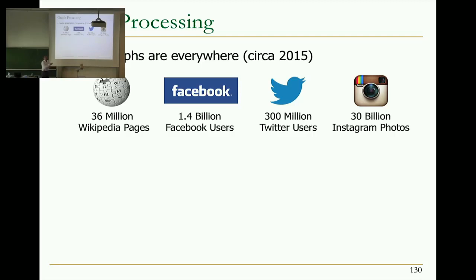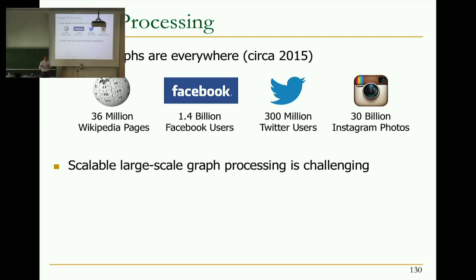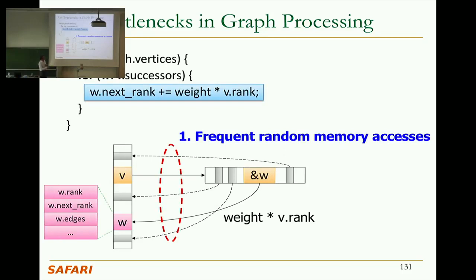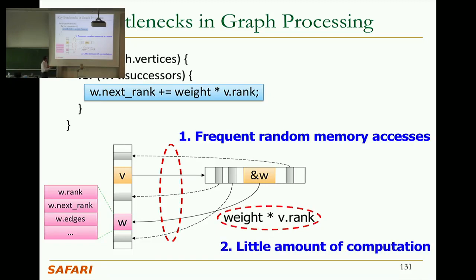Graph processing is used for bioinformatics also, machine learning. Many of these frameworks are actually based on graph processing. But this is a challenging problem. If you actually add more cores to your system, you don't get a lot of speedup. You actually waste a lot of energy. Why? Basically, most graph processing kernels do a lot of random memory accesses and have little amount of computation, so they don't benefit a lot by increasing the number of cores.